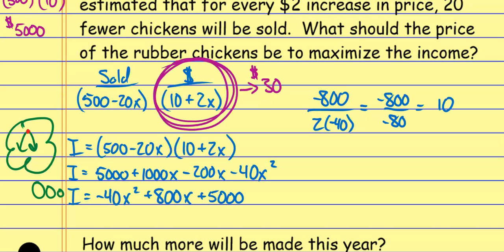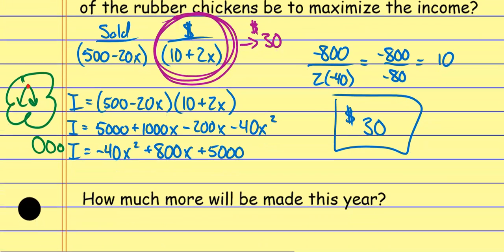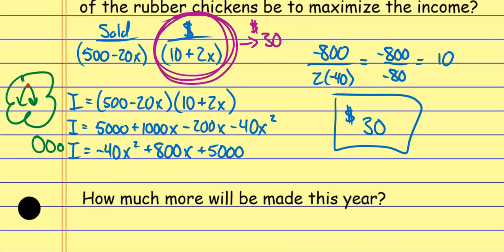But if we follow the math here, it doesn't matter that I'm going to lose those customers, because I'm going to make so much more on each rubber chicken. So the price I should sell them for looks like $30. That answers the question. The follow-up question, however, says how much more will be made this year, compared to last year.